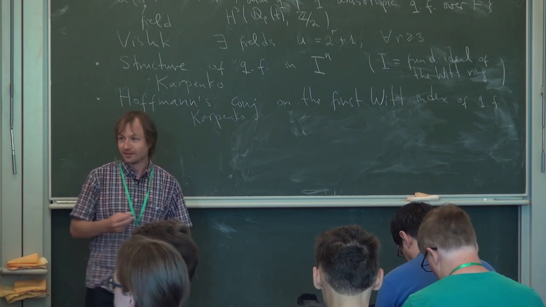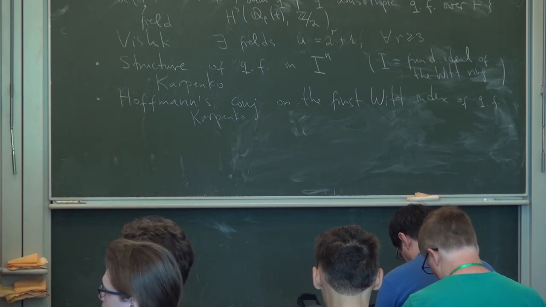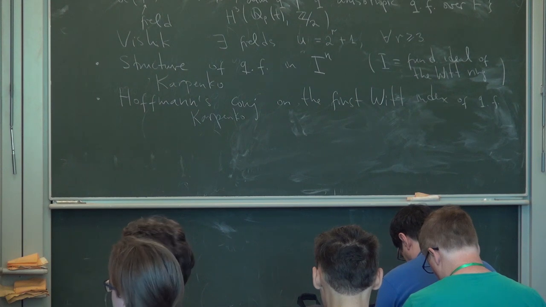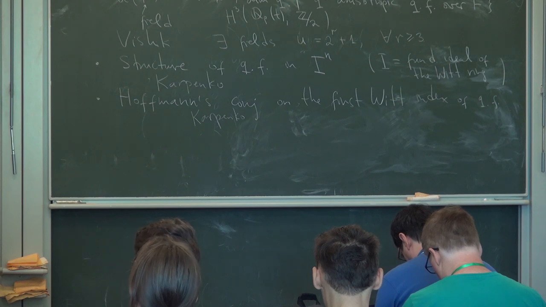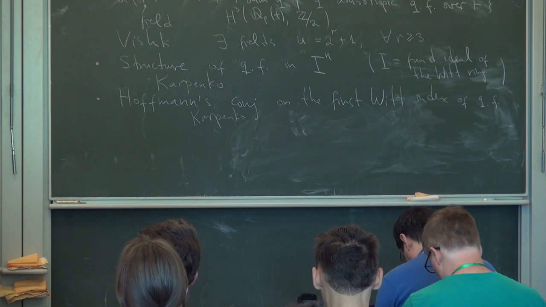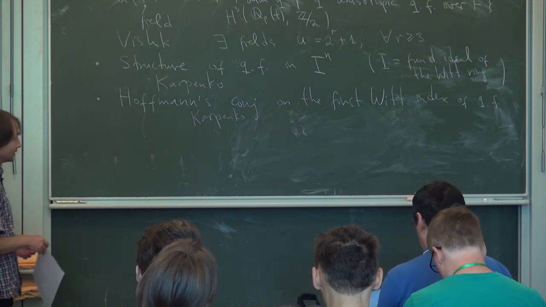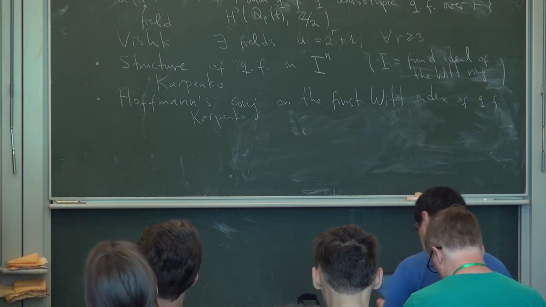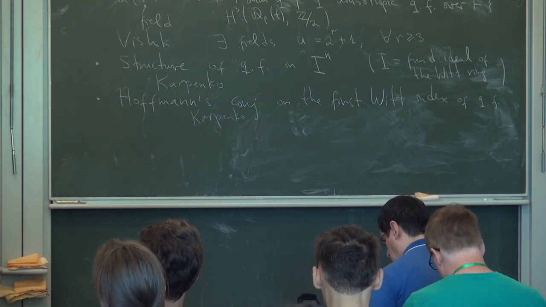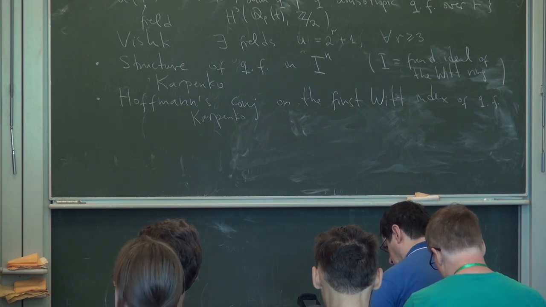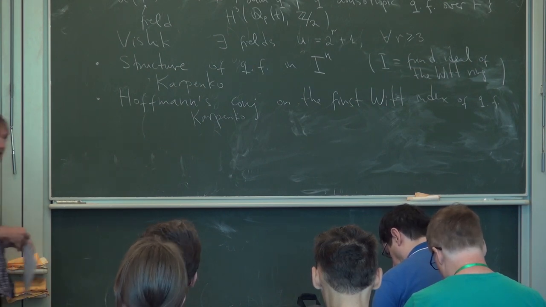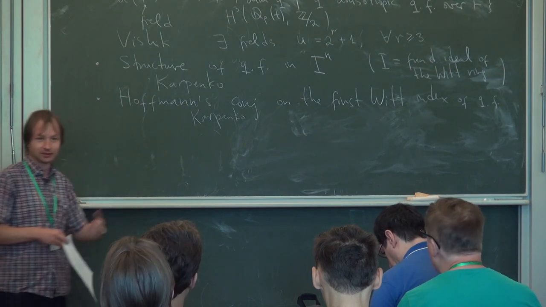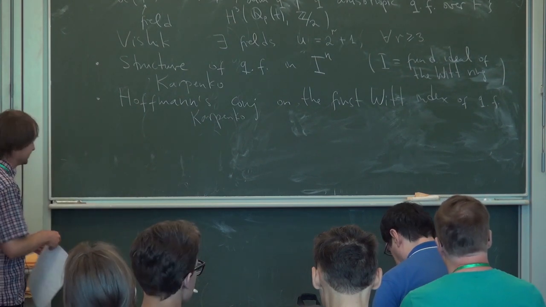Could you remind some of us what the first Witt index is? Actually, I will, later, because I will talk about quadratic forms in more detail. But it's just some numerical invariant of a quadratic form, some number. If you see the definition, you think, yes, it can be any number. But there are strong restrictions. And Hoffman's conjecture says precisely what they are, and it is indeed true.